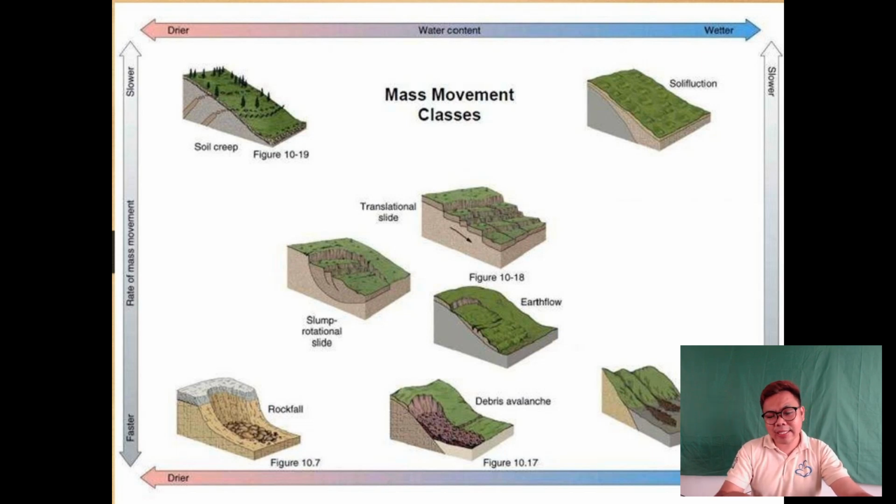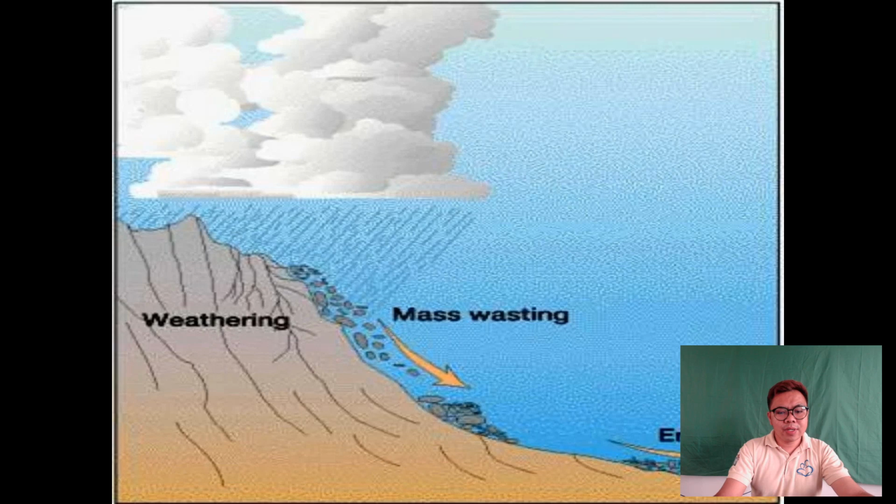By the way, idagdag ko lang sa avalanche, pwede rin dyan ang snow. Then, this is an example ng weathering tapos mass wasting. Pwede po yan sabay na nangyayari. Then, another is yung erosion.